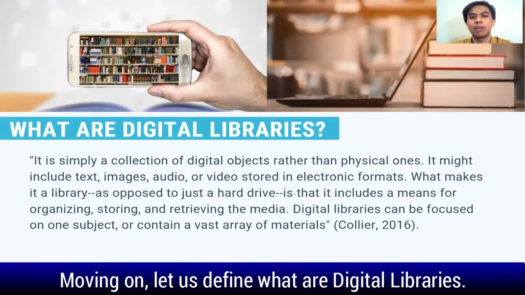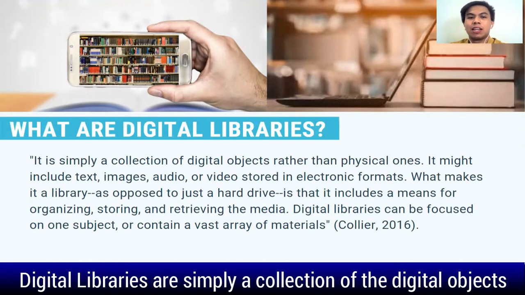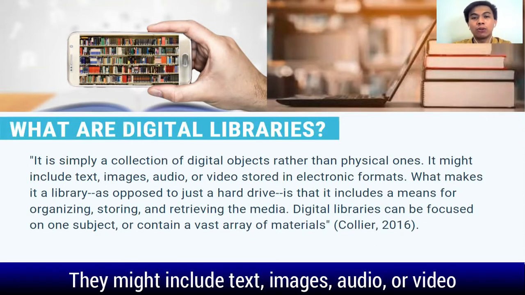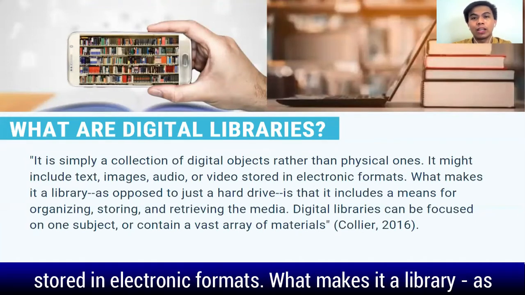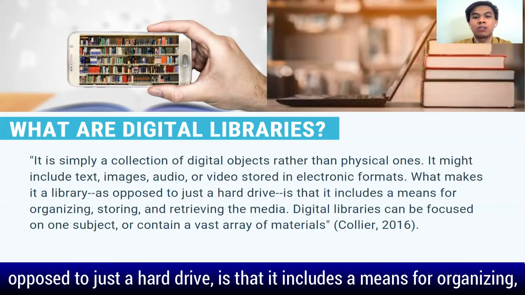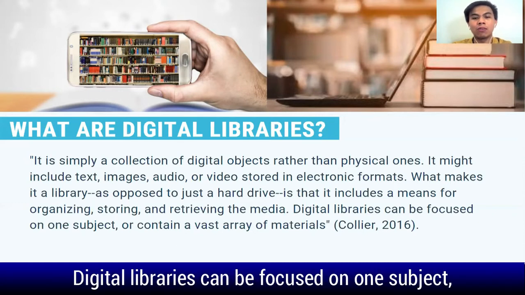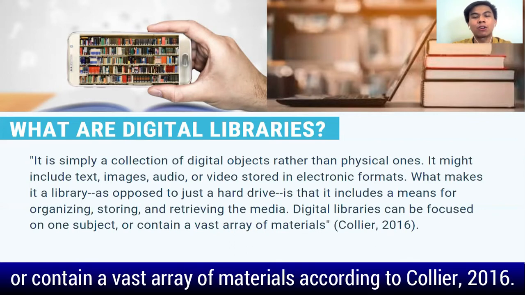Moving on, let us define what digital libraries are. Digital libraries are simply a collection of digital objects rather than physical ones. They might include text, images, audio, or videos stored in electronic formats. What makes it a library as opposed to just a hard drive is that it includes a means for organizing, storing, and retrieving the media. Digital libraries can be focused on one subject or contain a vast array of materials, according to Collier 2016.